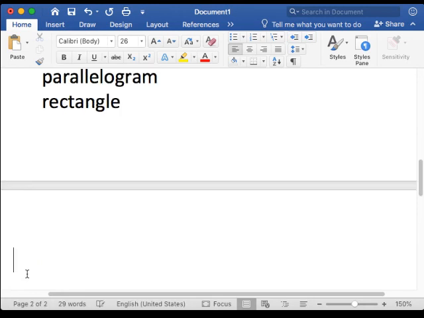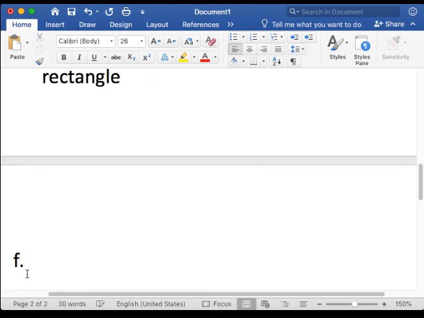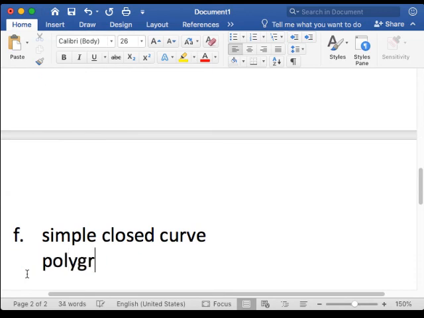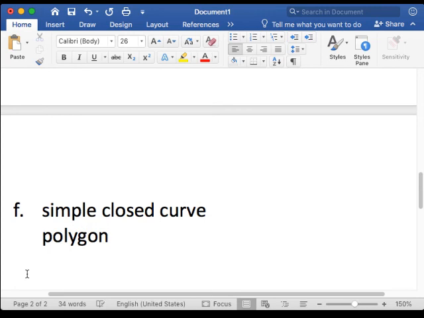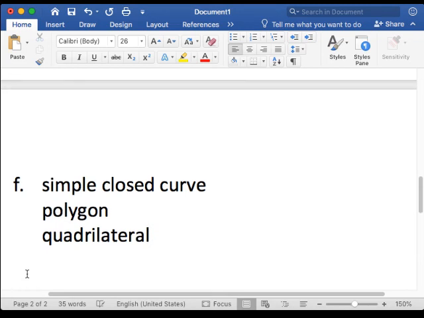All right, last one, letter F. You hanging with me? Again, simple closed curve and polygon. All right, now let's keep on looking. Is this a triangle or a quadrilateral? It's a quadrilateral. Yeah, because it has 4 sides and not 3. And then last one, is this a parallelogram? Yes, yes it is.